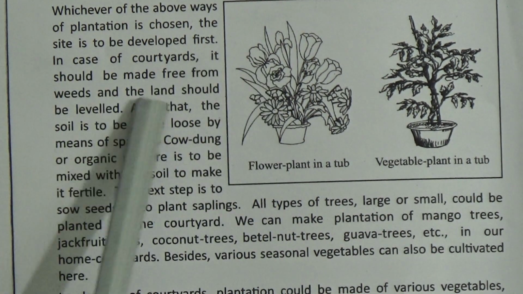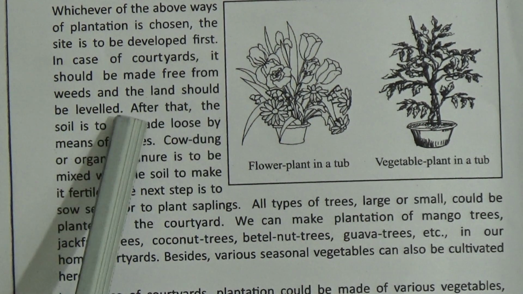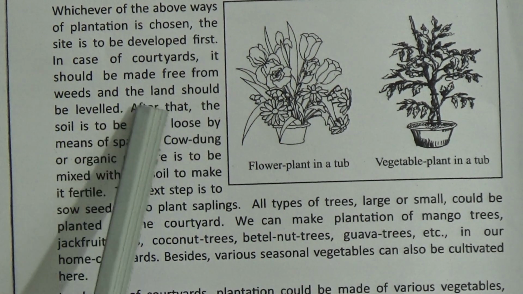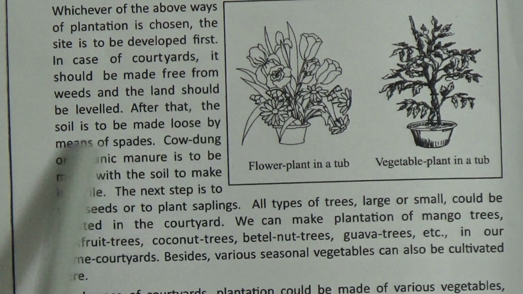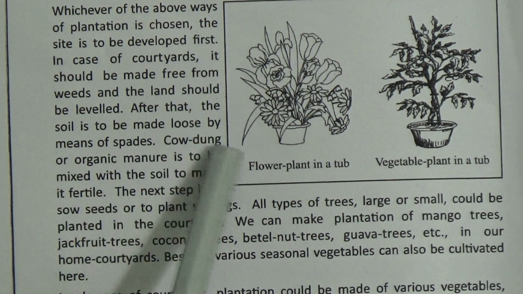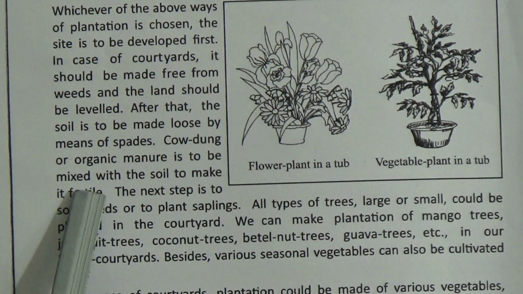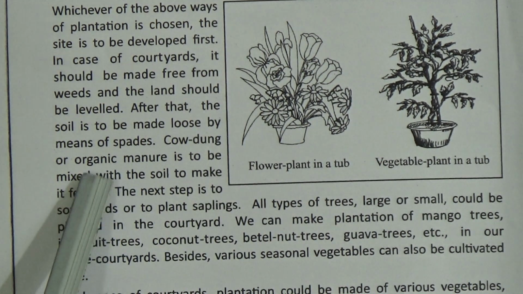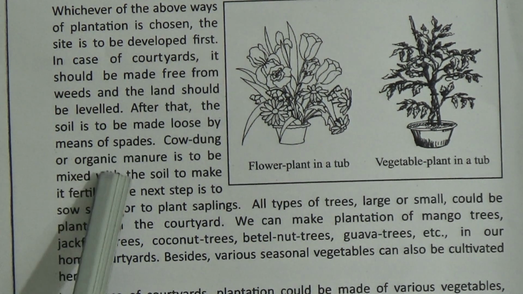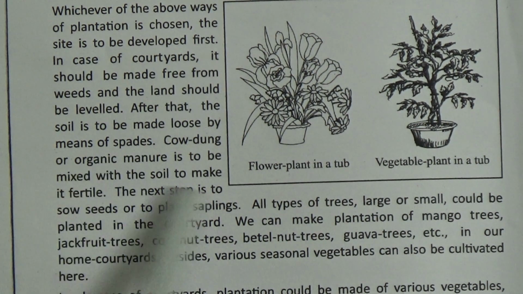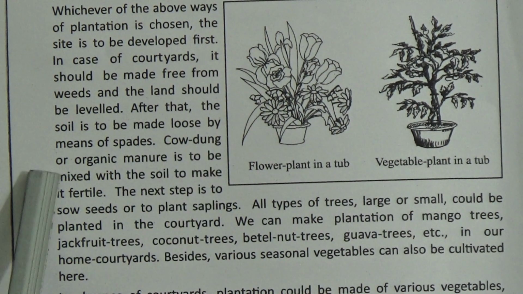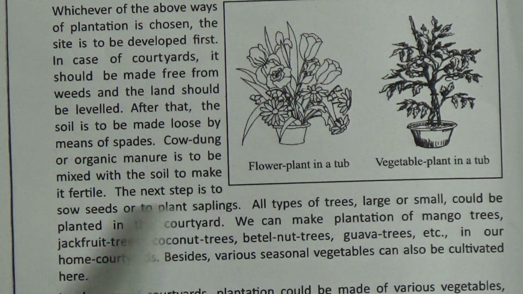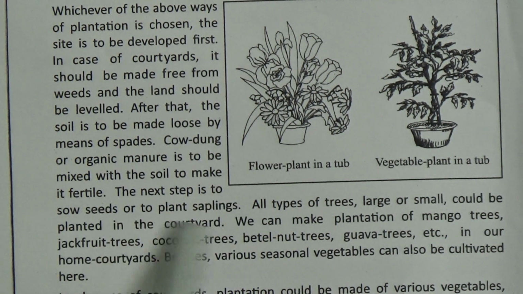In case of courtyards, it should be made free from weeds and the land should be leveled. At first, we have to level our land and free it from weeds. After that, the soil is to be made loose by means of a spade, and cow dung and organic manure are to be mixed in. Organic means without any kind of artificial insecticide. That means cow dung or organic manure is to be mixed with the soil to make it fertile. Okay. The next step is to sow seeds or to plant saplings.